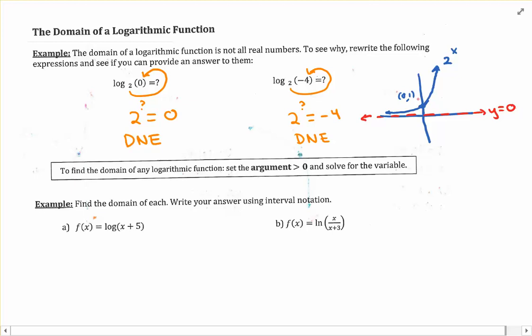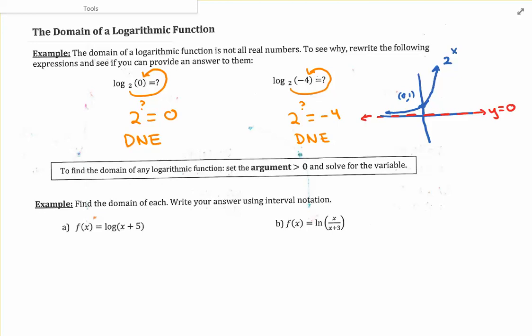Looking at the graph, notice that the graph of 2 to the x is entirely above the x-axis, meaning there aren't going to be any y values on this graph that are negative, nor any y values that come out to be 0. As we discussed in class, if we trace this graph going right to left, it doesn't intersect or cross the x-axis. The y values just continue to shrivel down and get closer and closer to 0, but never reach the value 0 itself. So from a graphical perspective, we can see that log base 2 of 0 doesn't exist, nor does log base 2 of negative 4.